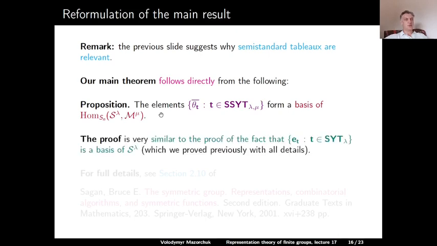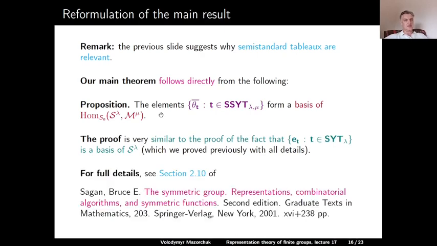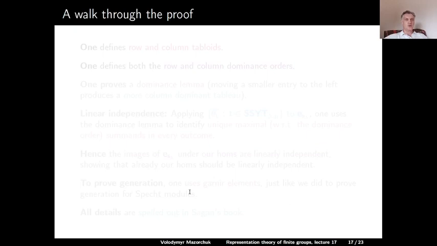The proof of this proposition is very similar to the proof of the fact that the polytabloids indexed by standard Young tableaux of shape lambda form a basis of the Specht module S lambda. We did this proof with all details previously in the course. So for the proof of this proposition, I will just give a quick walkthrough on the next slide. And for full details, I refer to section 2.10 in Sagan's book on the symmetric group. So here is a quick walkthrough of the proof.